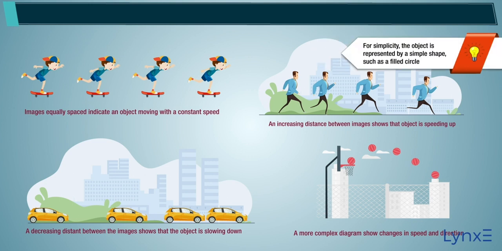Note: for simplicity, the object is represented by a simple shape, such as a filled circle. It contains information about object positions at particular time instances. Therefore, a motion diagram is more informative than a path.